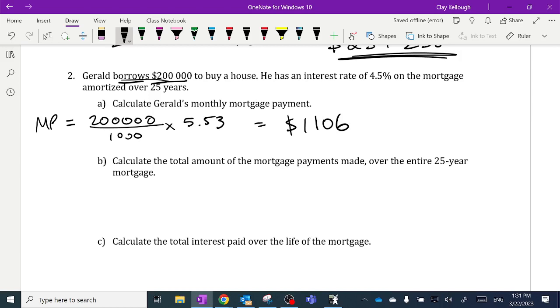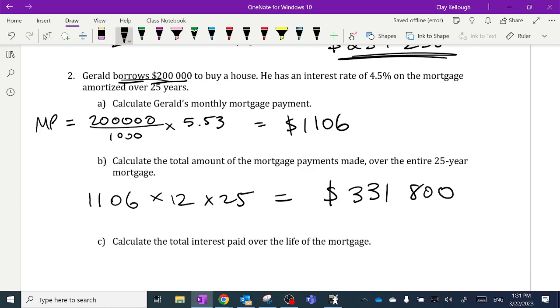Now, calculate the total amount of mortgage payments made over the 25-year mortgage. So we pay that every month, so there's 12 months in a year, for 25 years. Is that what you did? If you did, you got $331,800. That might be a 1-mark question. All you have to do is times by 12 and times by 25.